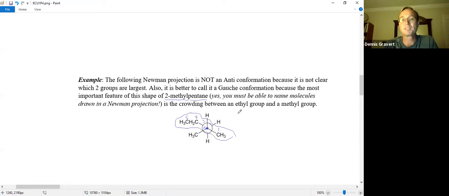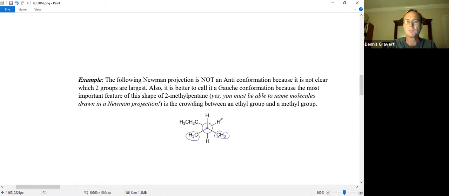Okay, and then the question for you is, is this an anti-conformation? Well, look at your two biggest groups. With respect to the dot and circle, let's take away all that marking so it's a little more clear. On the dot, where are the biggest groups? Hydrogen, no. Methyl or a methyl? Methyl. Darn it, it's a tie. These two are of equal size on the forward carbon.